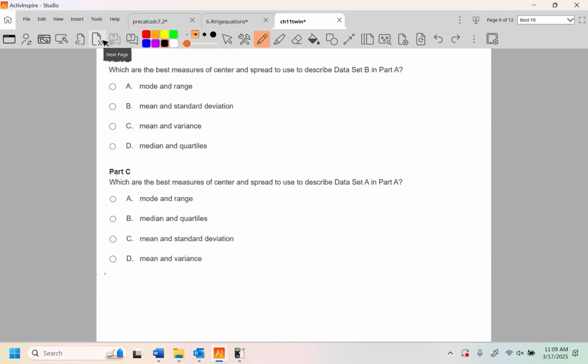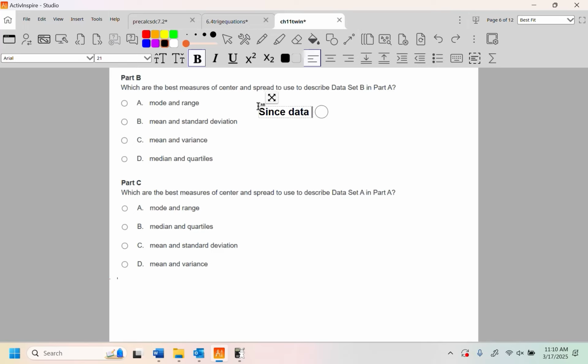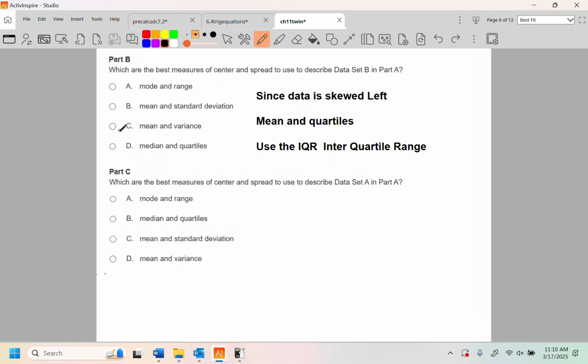All right, what are the best measures of center and spread to use to describe data set B in part A? So since the data is skewed left, we use the median and quartiles. They're not saying this. What you're supposed to do is use the IQR, which is the interquartile range. But they want a measure of center and spread. So the best one they have listed is median and quartiles. So use the IQR, which is called the interquartile range.